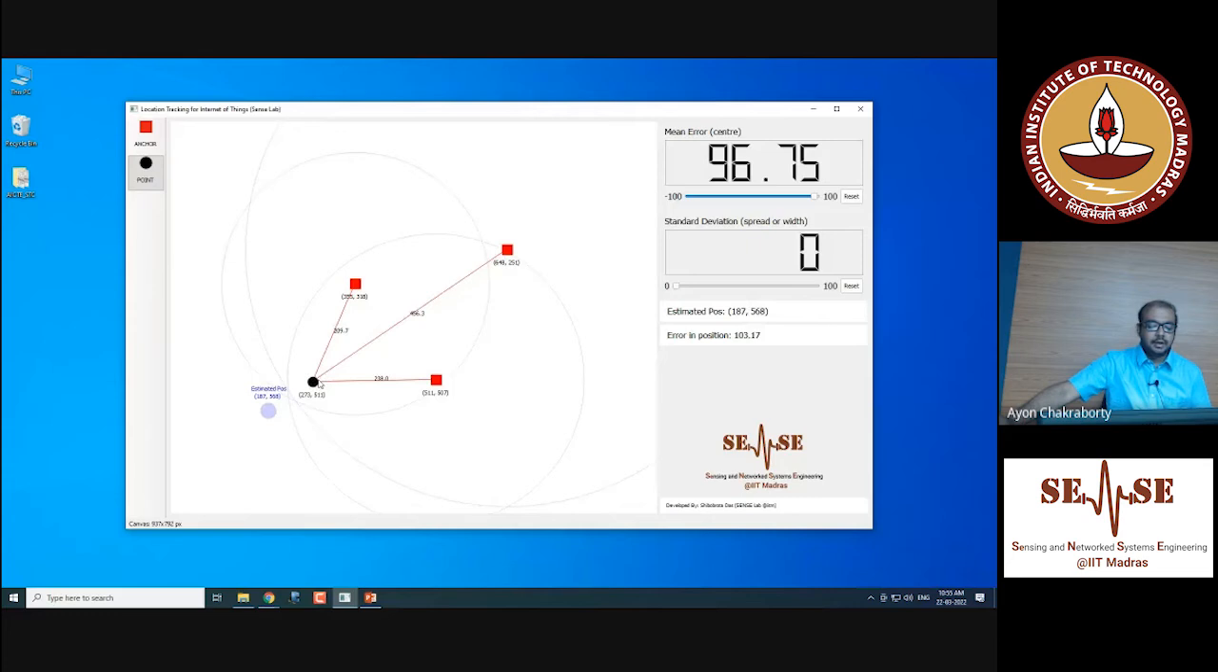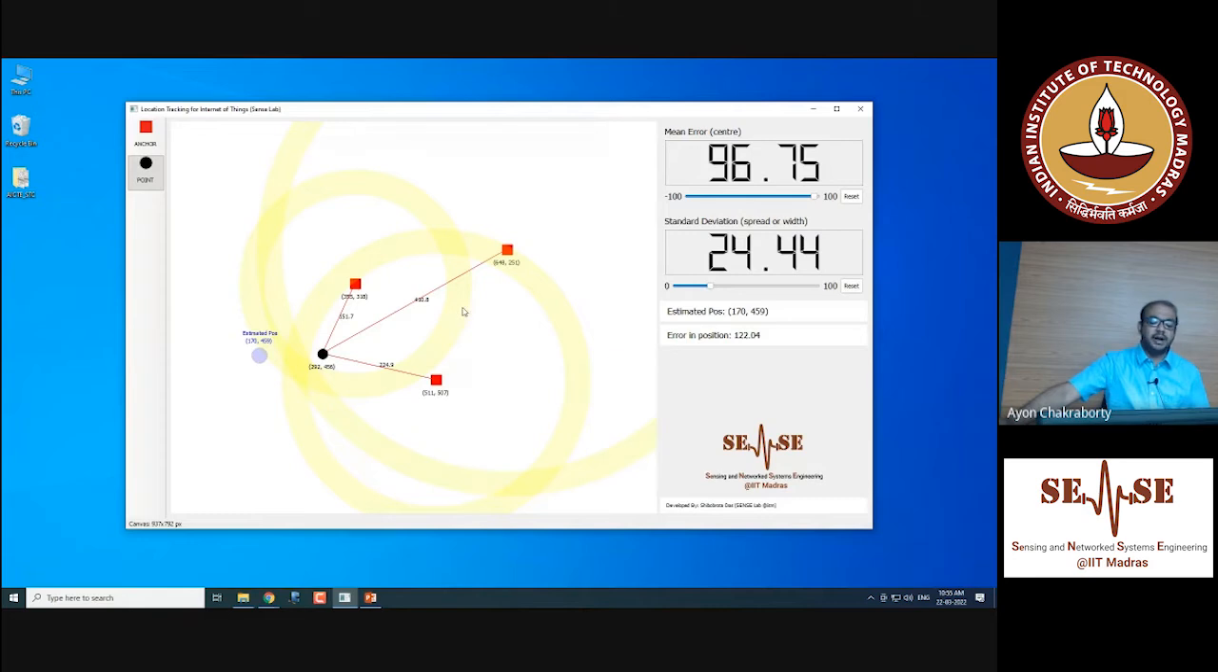Okay. And now, apart from the mean, you can also add some kind of uncertainty. So uncertainty is the width, right? The spread. It can be 96 minus sigma to 96 plus sigma. It can be anywhere in between that. Okay, and that also makes your position estimation worse, right? And there is enough evidence, right?